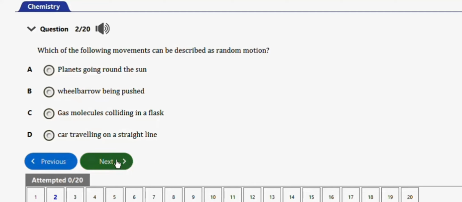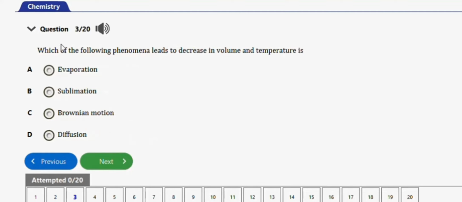The next question will be this one. It says, which of the following phenomena leads to decrease in volume and temperature? We have evaporation, sublimation, Brownian motion, diffusion. So guys, the right option for this question is option A, which is evaporation. Alright, take note of this question. The next question will be this one.